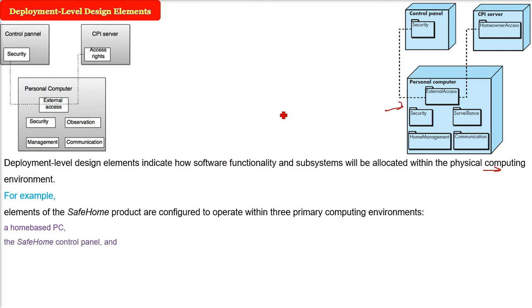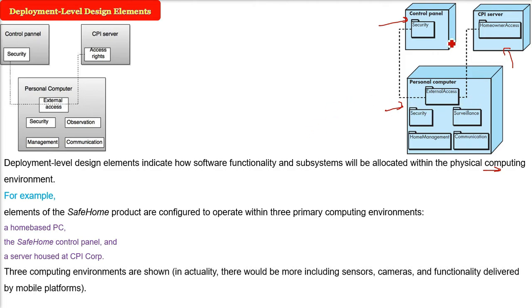There will be a SafeHome control panel. And there will be a server, which is the company's server. For example, the company name is CPI Corporation. It will also give you access from the remote site. So three computing environments are shown here, but there will be more. We are not showing them. It can include the sensors, cameras, and even the mobile web platforms. So the subsystems of the functionality are housed within each computing element.